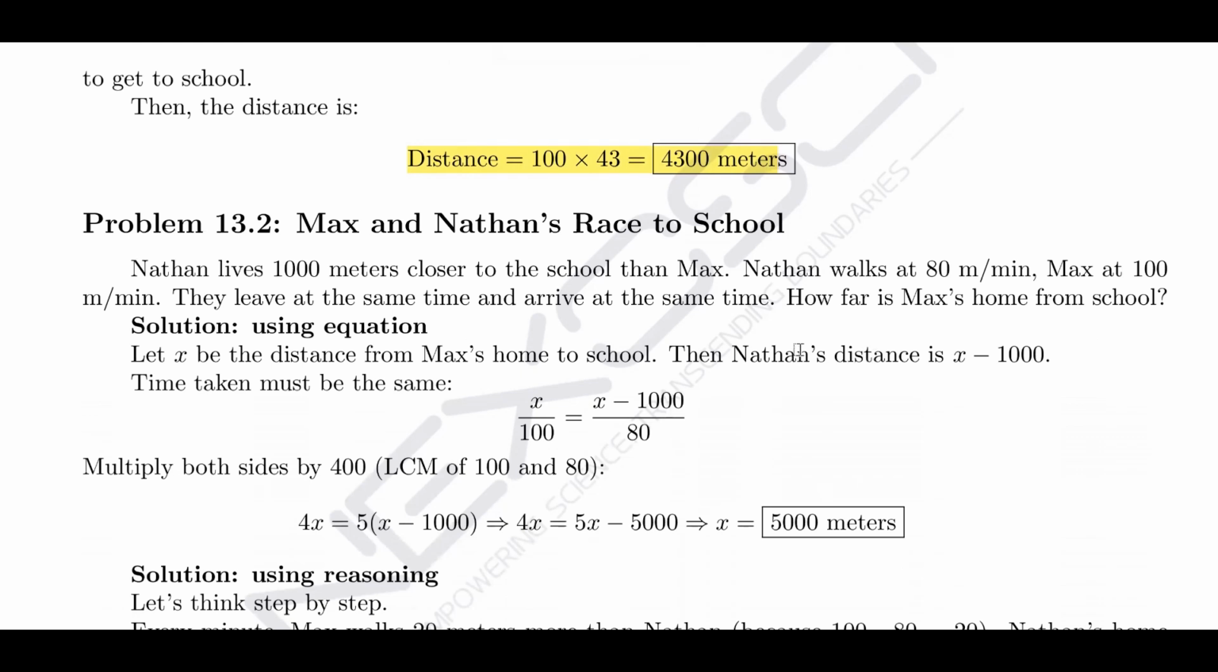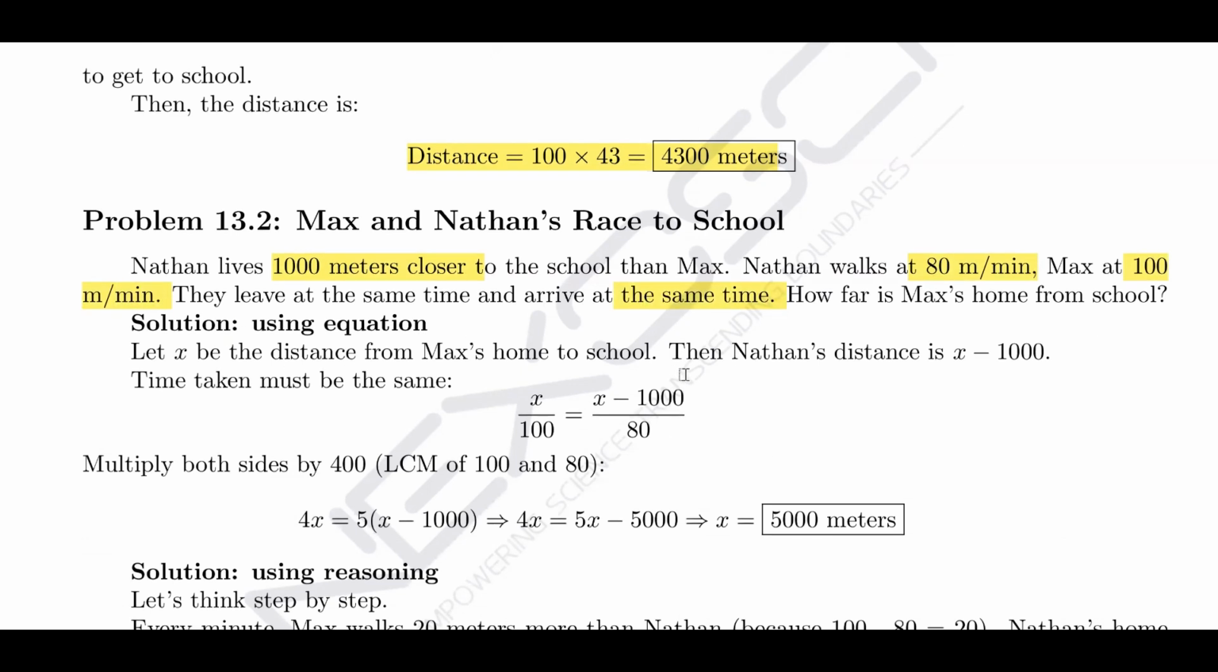Now, the second problem. Nathan lives 1,000 meters closer to the school than Max. Nathan walks at 80 meters per minute, and Max walks at 100 meters per minute. They leave at the same time and arrive at the same time. How far is Max's home from the school?